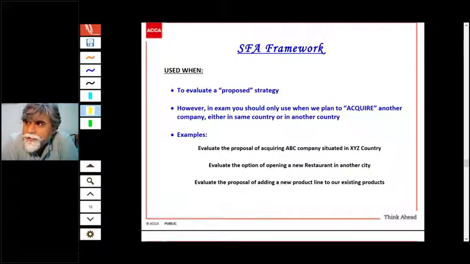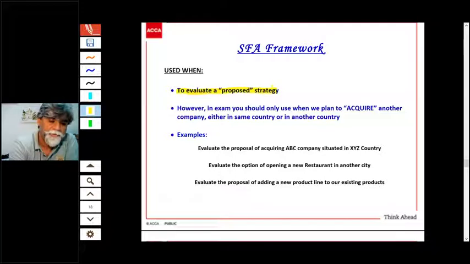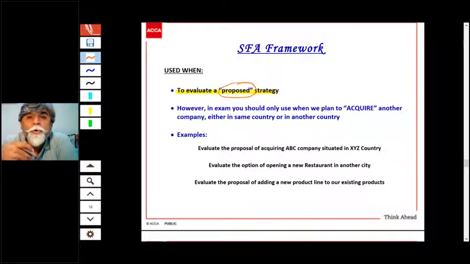So you see, SFA, the first question is, when do we use SFA? Or why is it used? Or where is it used? How do we know it's a SFA question? So SFA is a model which is used to evaluate a proposed strategy. The word here is a proposed strategy, something in future. So if the company is thinking of doing something different in future, a new strategy, a new product, a new country, a new factory, a new acquisition, anything new, in order to evaluate that strategy, we use the SFA framework.